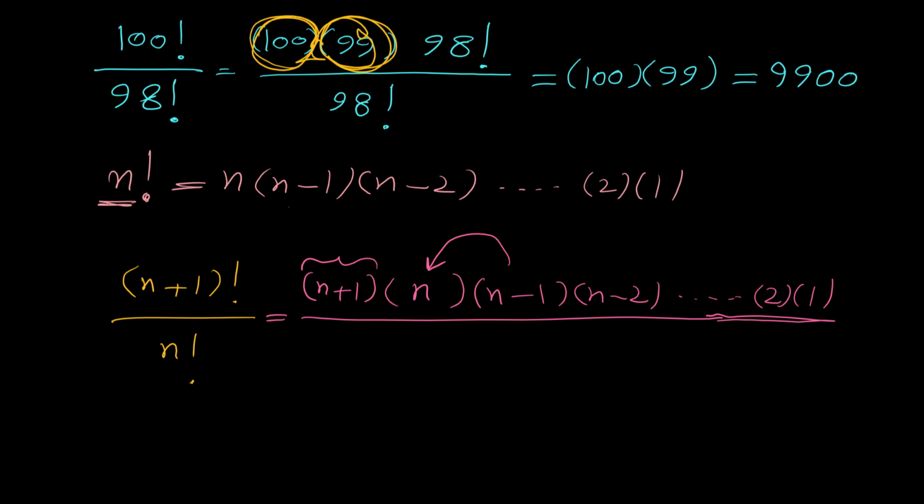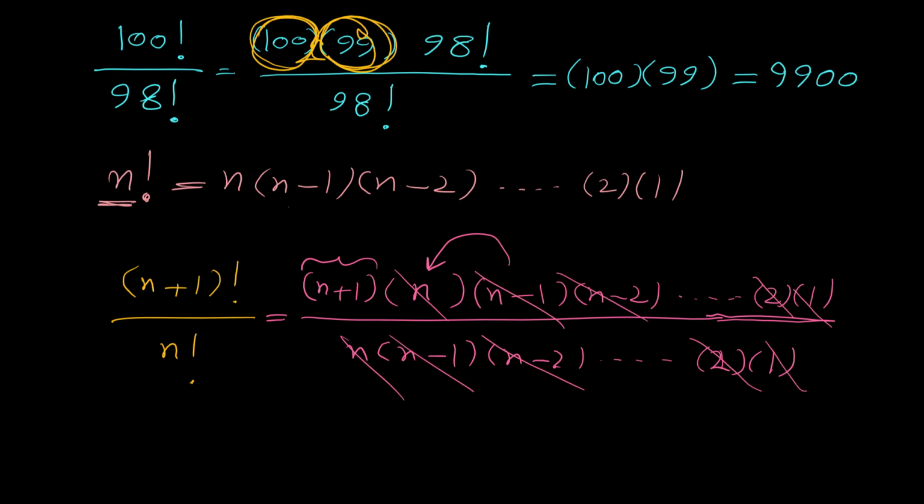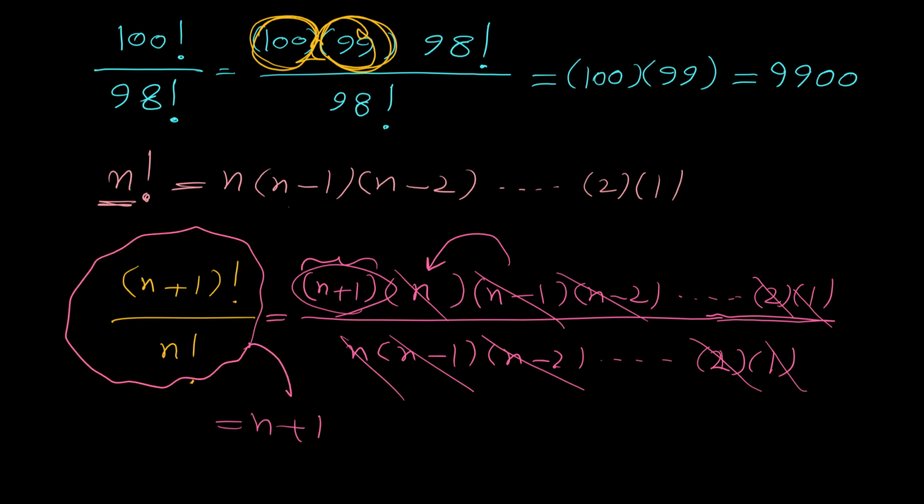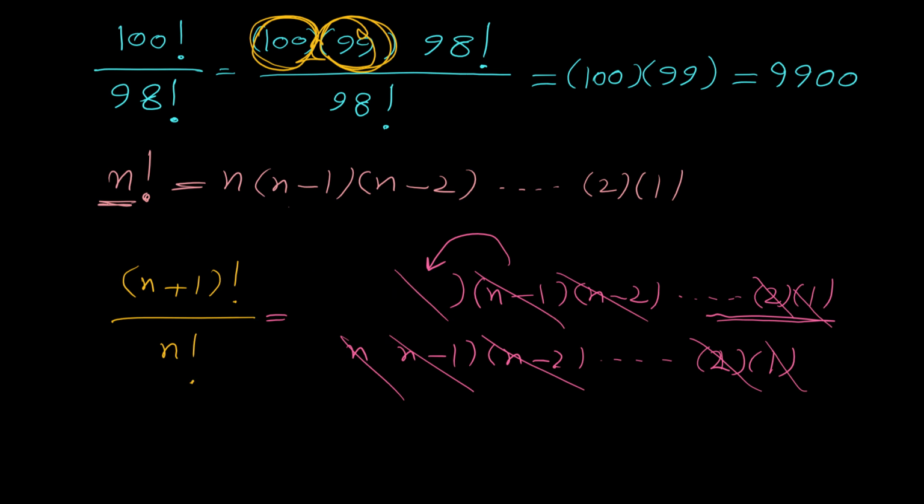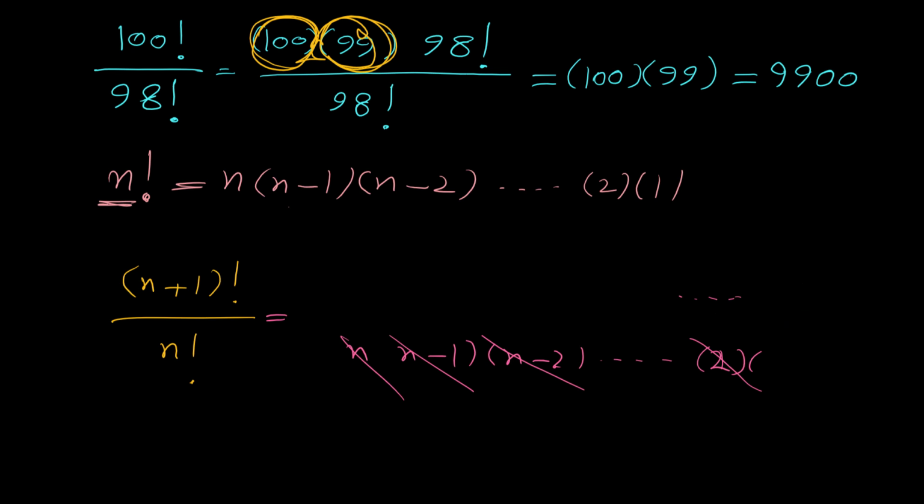What about the denominator? The denominator is n factorial, and we know what n factorial is: n times n minus 1 times n minus 2, and so on up to 2 and 1. Everything from the numerator, almost, cancels with the denominator except this n plus 1, and so the answer is n plus 1. So we simplified this, and this is the answer. Now let me show you again the better way for simplifying this expression given here.